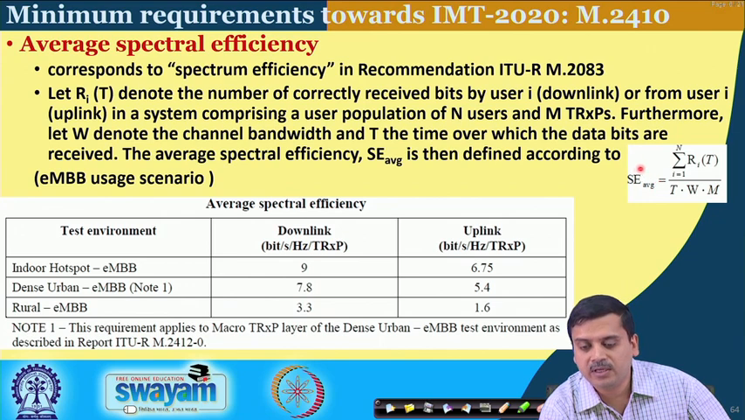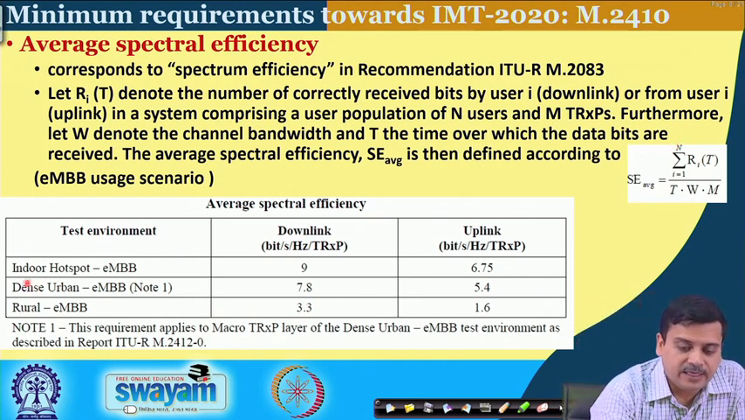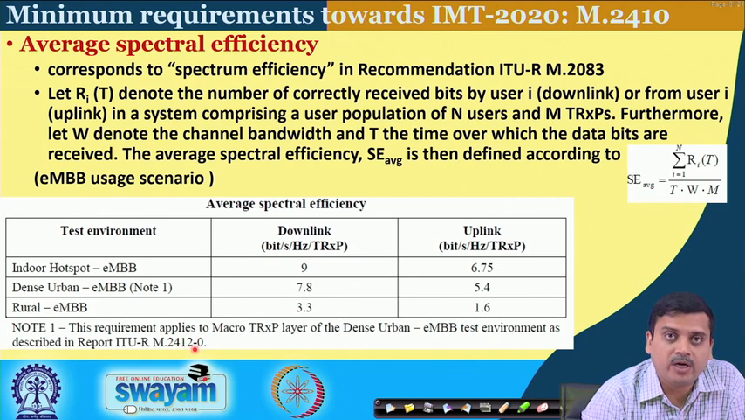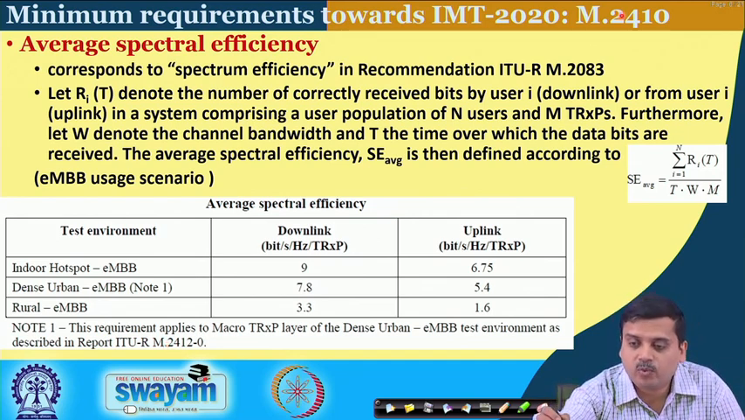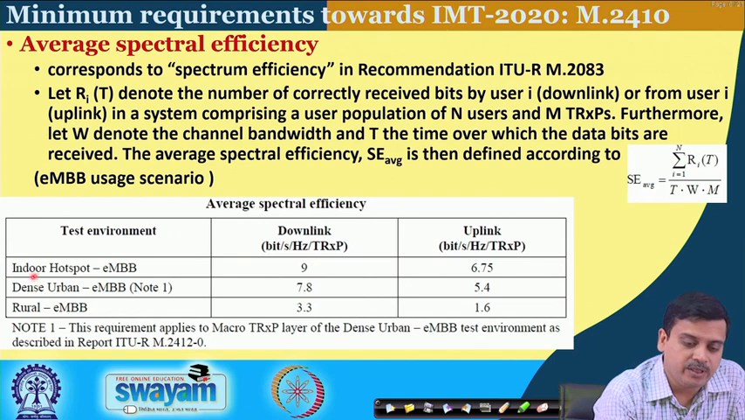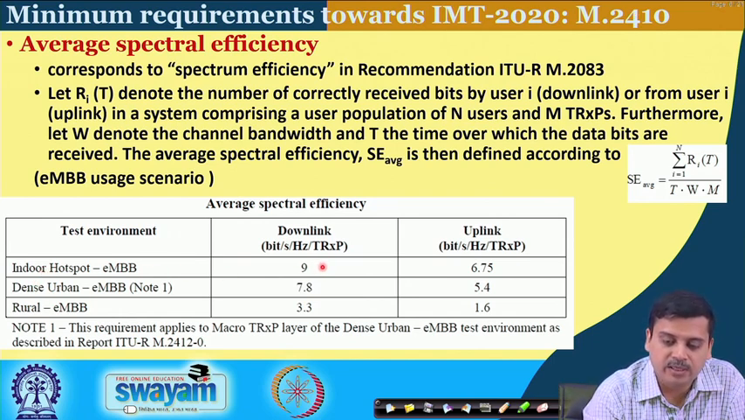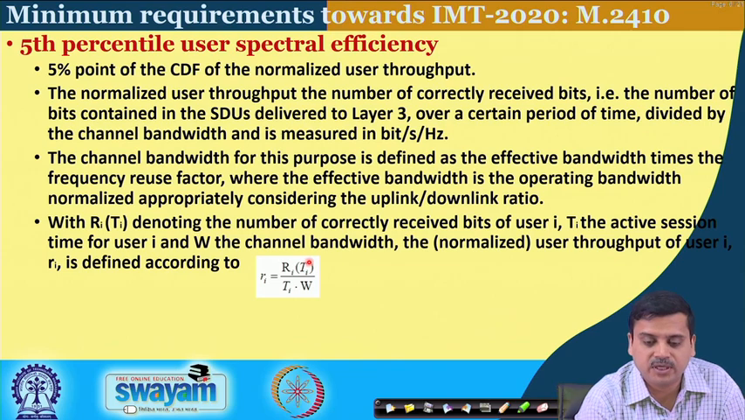Effectively, what you are seeing is that you are averaging it over the different users that are present in the system. Different test environments are described in M.2412. M.2412 is the document which describes the way to evaluate these things, and M.2410 basically tells you the minimum numbers which these should be satisfying. So, in the indoor hotspot, what we are seeing is that the average spectral efficiency in downlink should be 9, whereas we had seen the peak spectral efficiency numbers earlier.